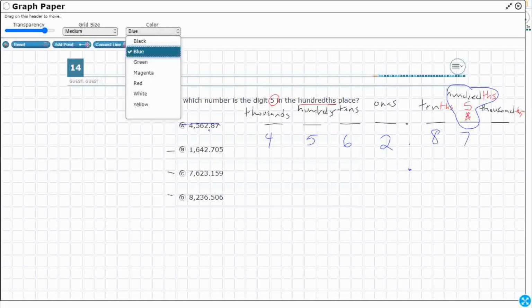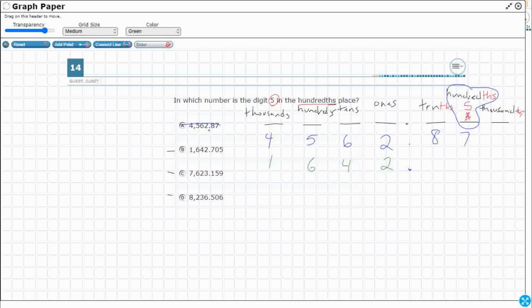Let's shift our colors here. So I'm going to start from the ones place and move to the right to build out my whole number. So 2, 4, 6, 1. And then I've got a 7, 0, 5. Well, at least this one's got a 5. But it's got a 5 in the thousandths place, so it's in the wrong spot, so it's not this one.